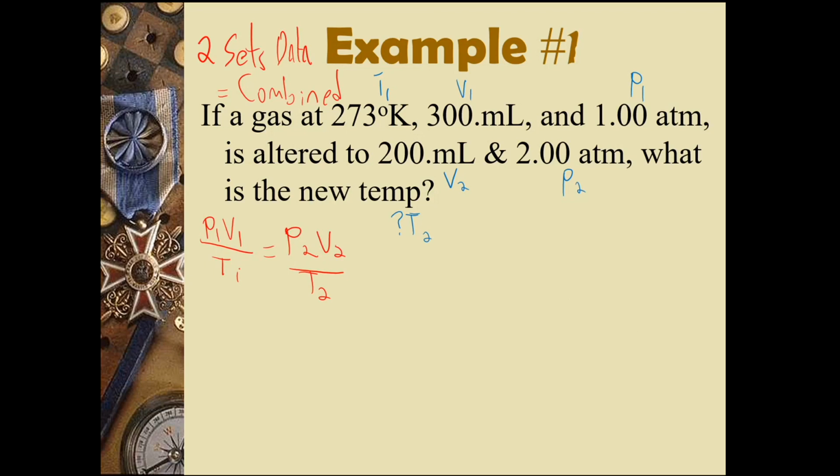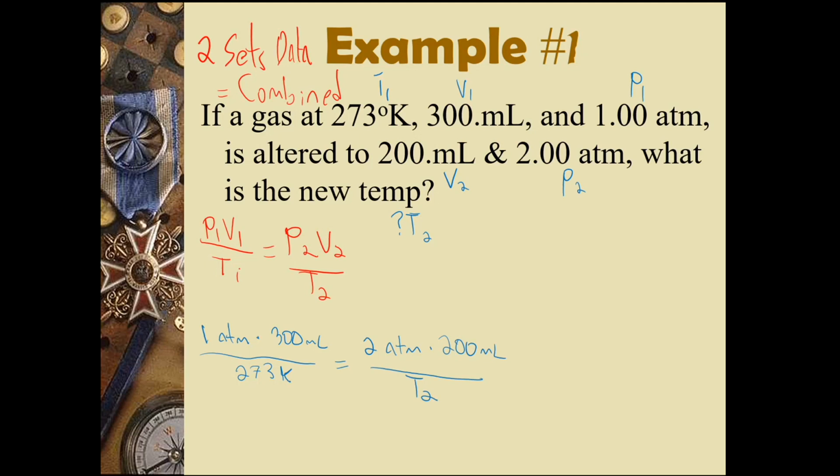So our P1 is 1 ATM, times our V1 of 300 milliliters, over our 273 kelvins, which you can write with the degrees or not, either or. That is equal to P2, which is 2 ATM, times our V2, which is 200 milliliters, over our T2, which we don't know, so I'm just going to leave it there as the variable.